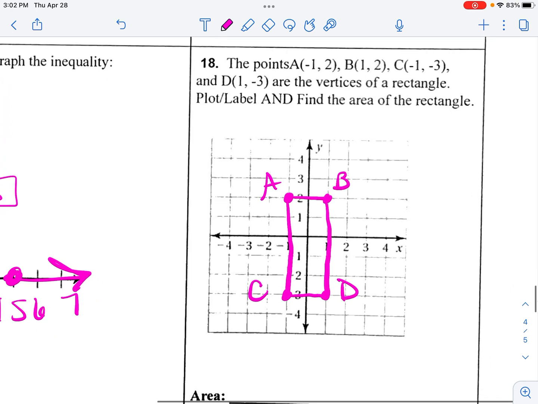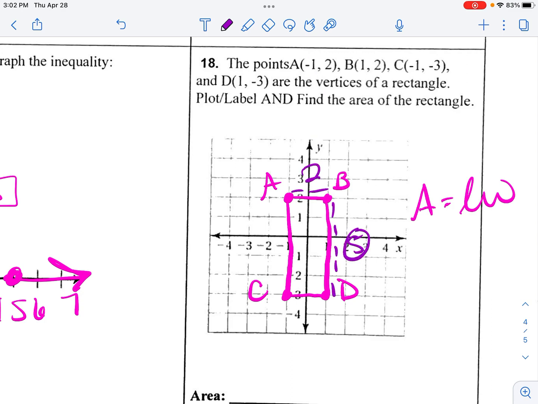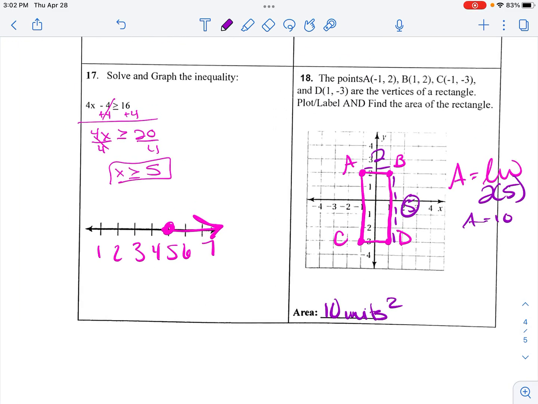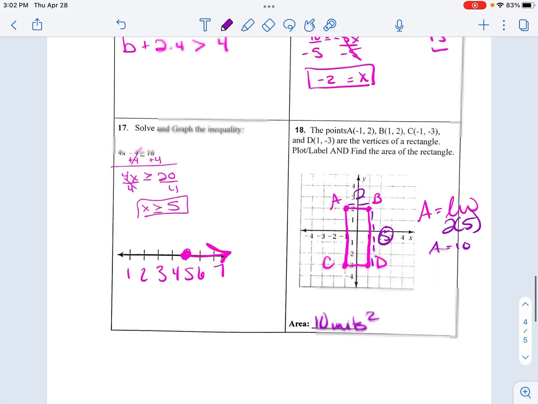Okay, there's my rectangle. We're finding the area. We know area is length times width. It is a 2 by 1, 2, 3, 4, 5. 2 by 5. The area is 10 units squared would be our label. Okay. Please see me if you have any questions.